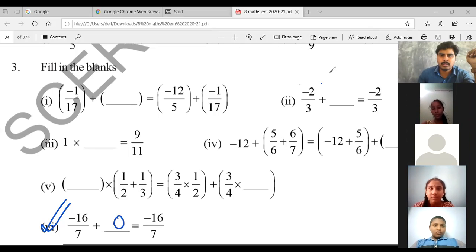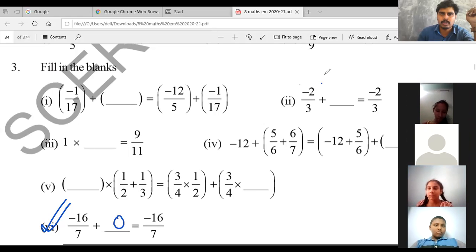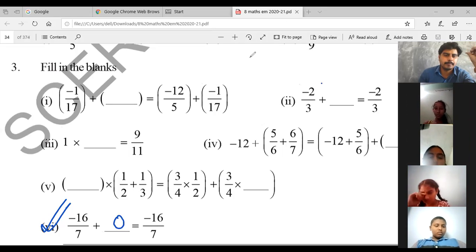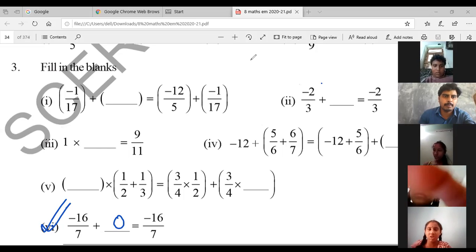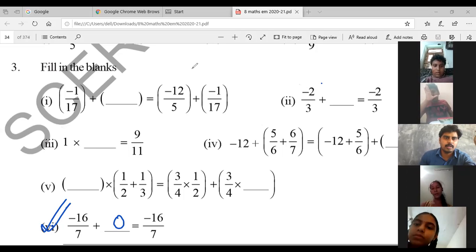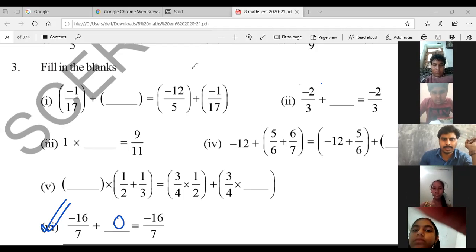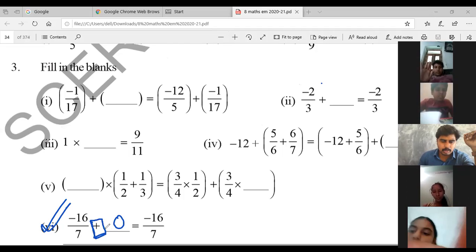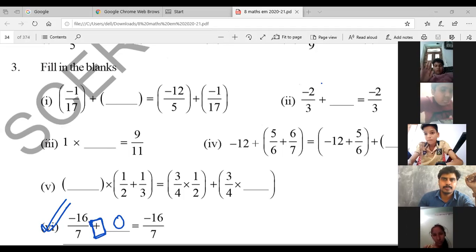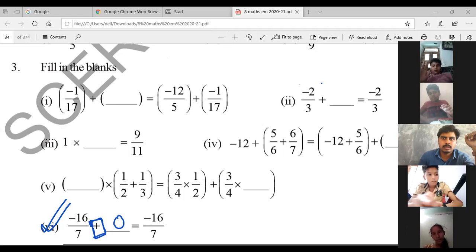What is the property? What do we call that property? Multiplicative associative property. You told the right answer, but you are saying multiplicative again. Just observe here. Can you see the symbol here? Yes, sir.